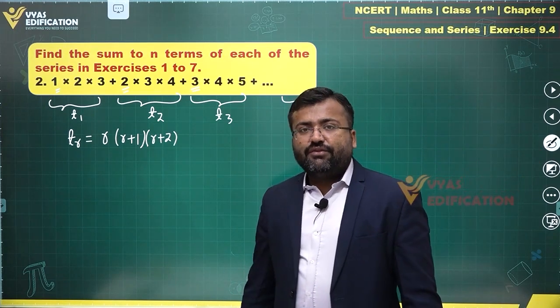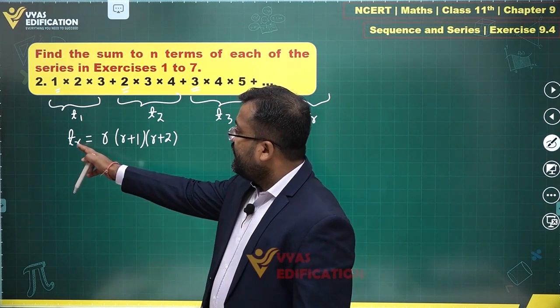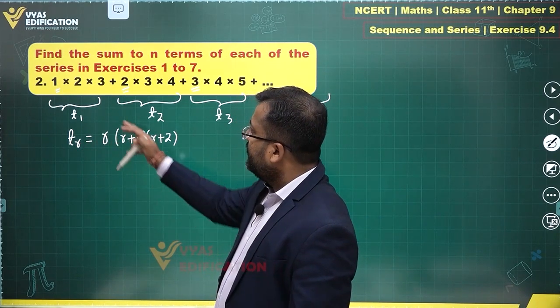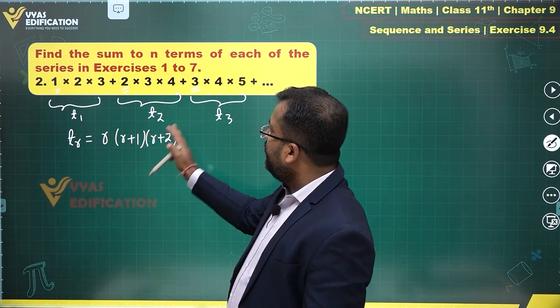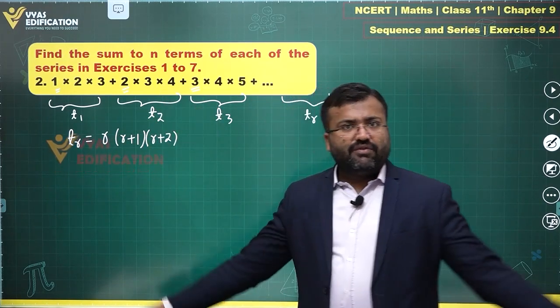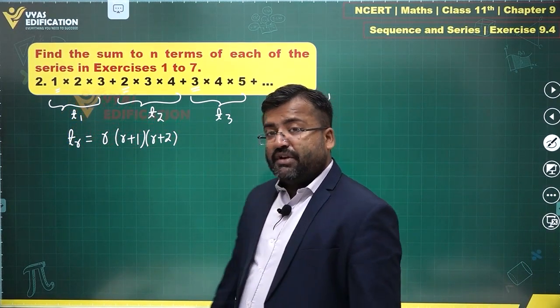If you have any kind of confusion, please verify that whatever you have written is correct. Let's put R equal to 1. This becomes 1 into 2 into 3. Yes. R equal to 2: 2 into 3 into 4. Yes. R equal to 3: 3 into 4 into 5. Yes. Verified. So TR has been written.